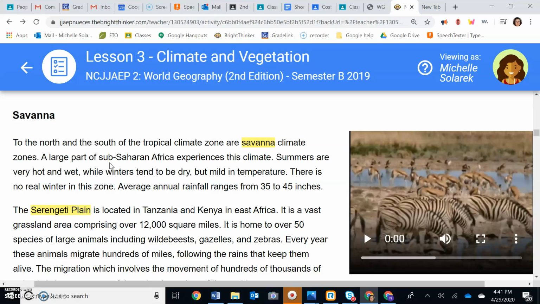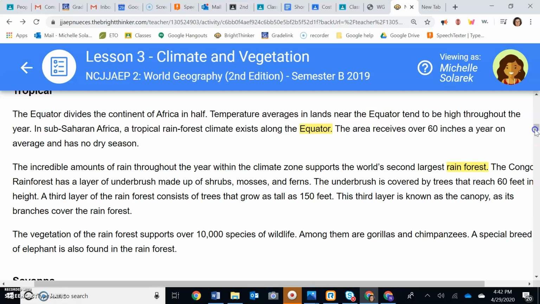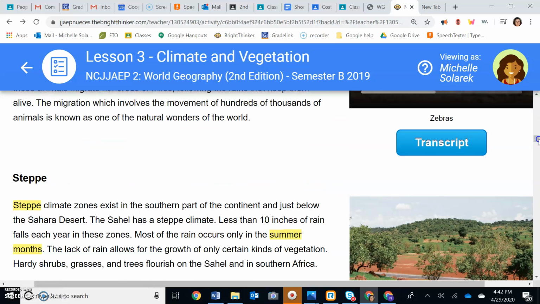So number 4, you should have down Savanna. Now, which famous savanna plain is located in Tanzania and Kenya? Which famous plain that has the savanna climate is located in Tanzania and Kenya? And your answer should have been Serengeti Plain. So hopefully you already wrote down Serengeti Plain for number 5.